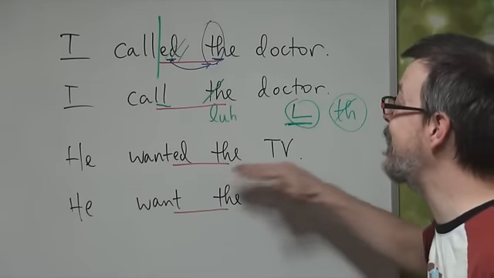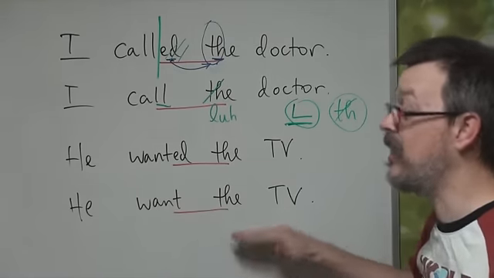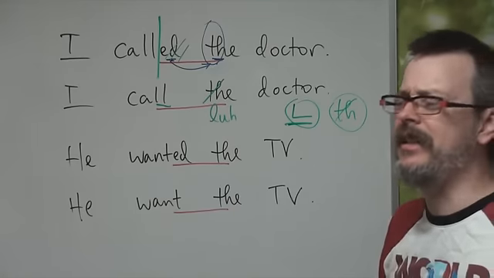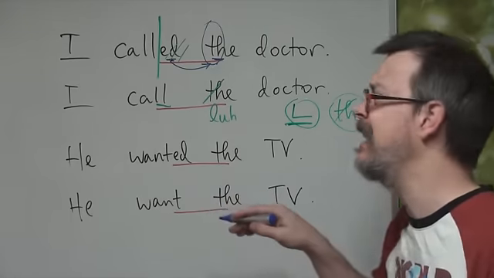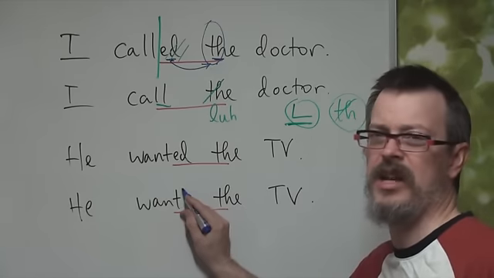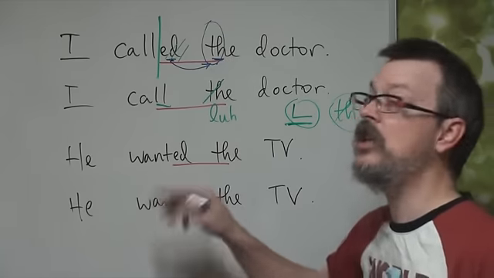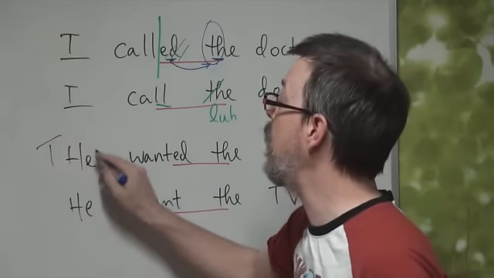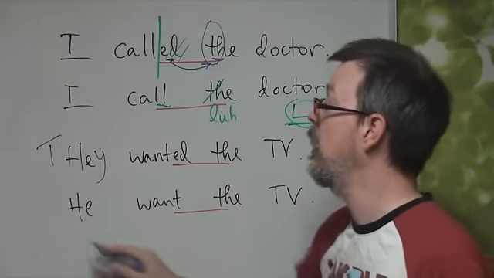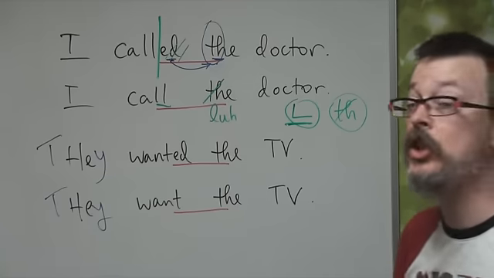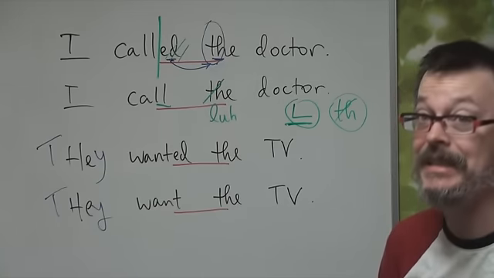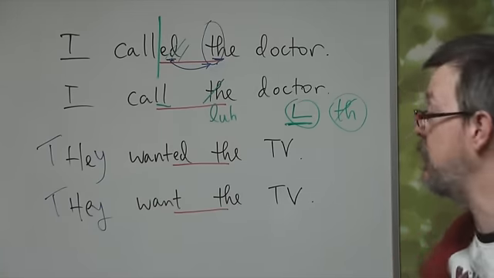He wanted the TV. He want the TV. Grammatically, it's wrong. So let me fix it. Let's change it to they, okay? They wanted the TV. They want the TV. Now this is a great question. Yes, there's a difference. So listen carefully.